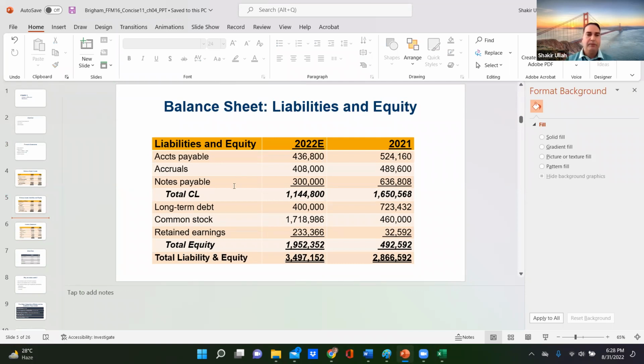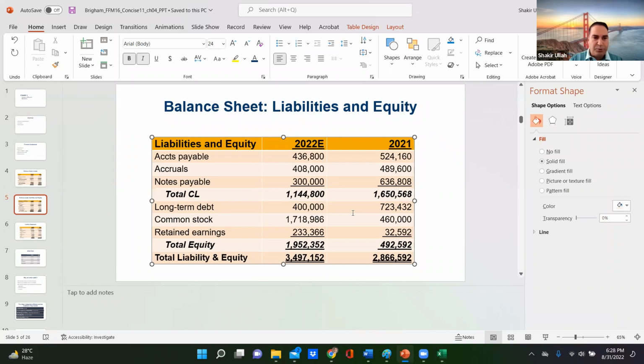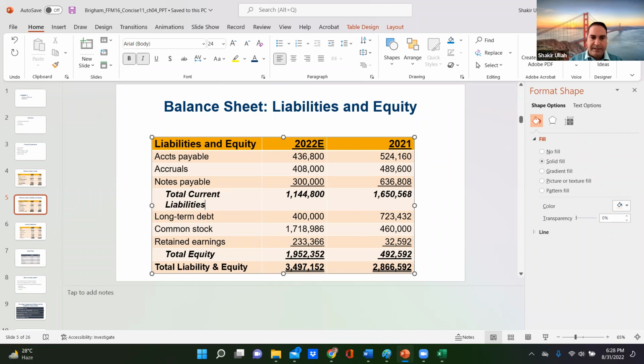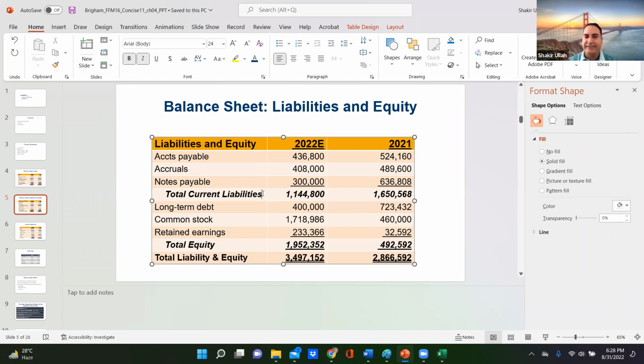Now, when we look at the liabilities, we again have a section which we call total current liabilities. Let me write that as current liabilities. Now, this concept is the same as current assets. These are the liabilities. This is what we have to pay to others. And these are going to be due within a year. So that's why we call them current liabilities.